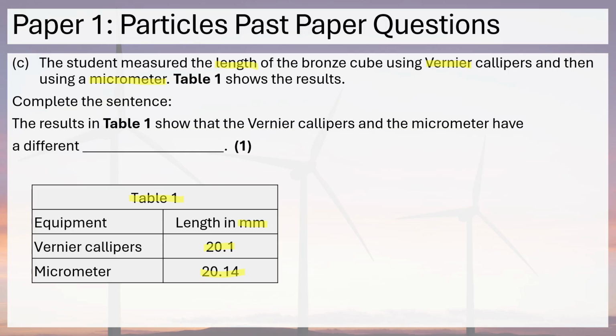So it's showing that they have a different, and the word we're looking for there is resolution. Remember, resolution means the smallest possible change that I can measure using a particular instrument. If I look at the calipers, I can measure to the nearest 0.1 millimeters, but if I look at the micrometer, I can measure to the nearest 0.01 millimeters. So I can measure a smaller difference in length. That's why they've got a different resolution.